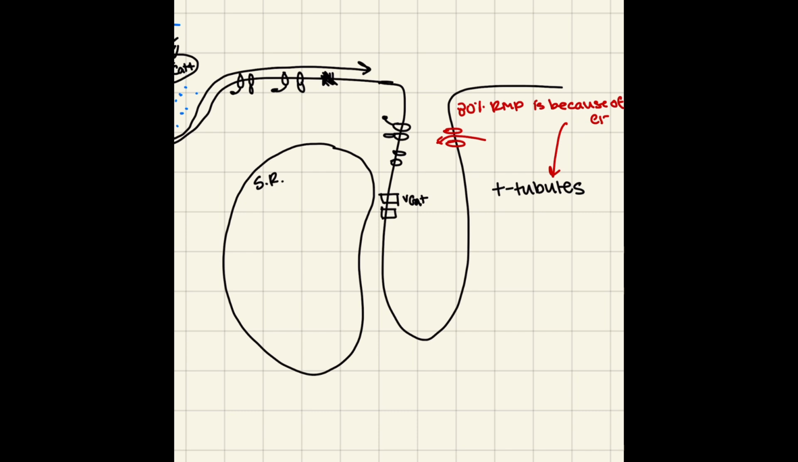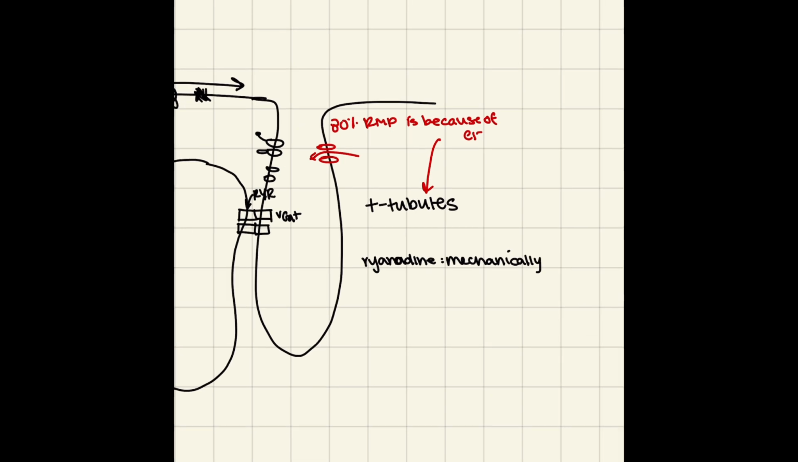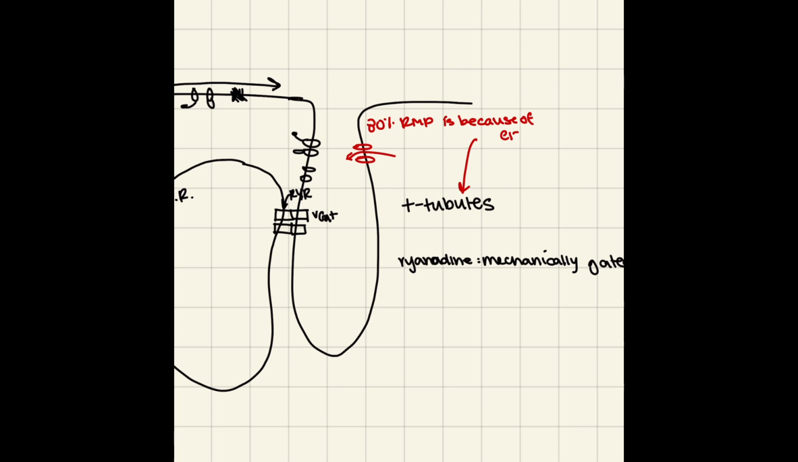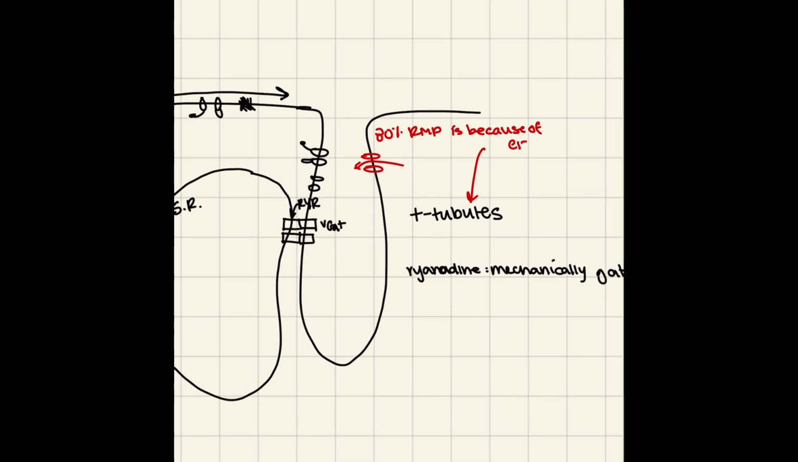And it has another channel that actually connects to the voltage-gated calcium channel. It's called the ryanodine channel. So this is the RYR, the ryanodine channel, and it's a mechanically gated channel, so it's not voltage gated. It does not open because of a depolarization of a membrane or because of different ion concentrations. It actually opens when the voltage-gated calcium channel opens. So if the voltage-gated calcium channel opens, the ryanodine channel is also going to open because it's mechanically gated.